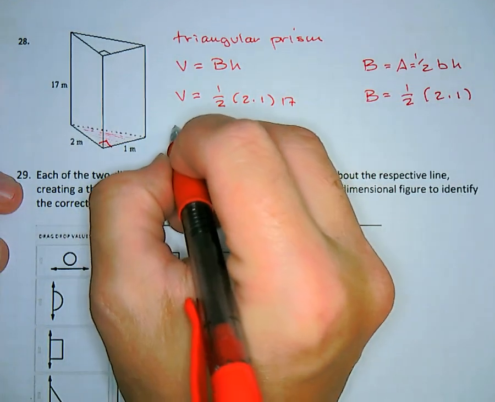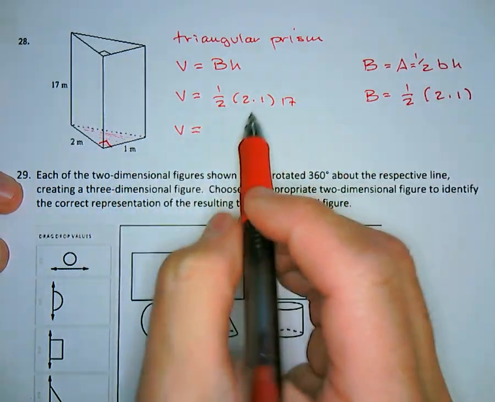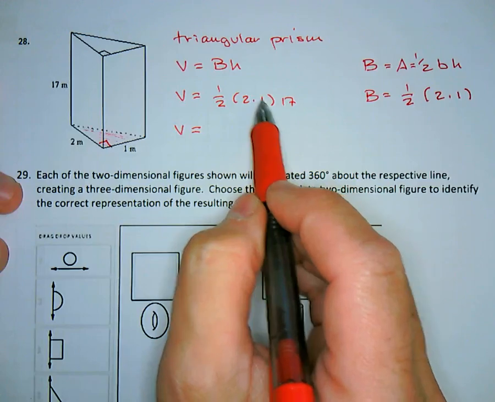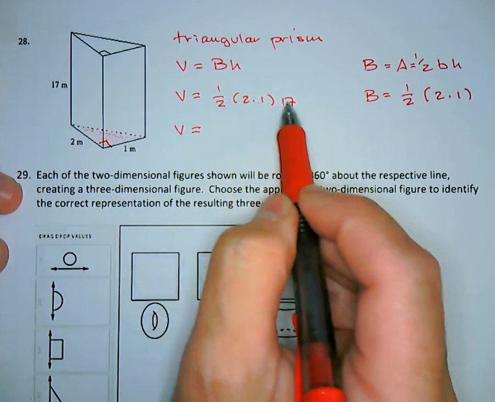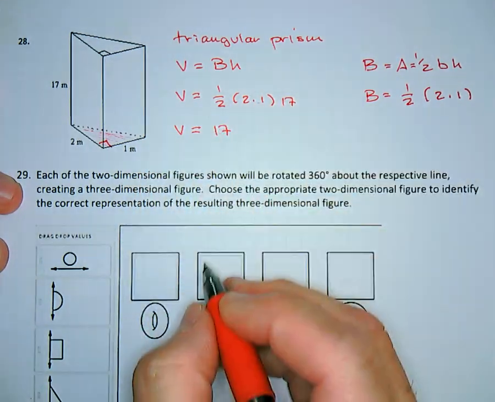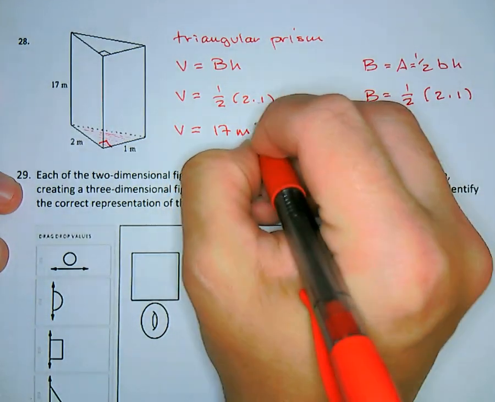Let's do a little bit of mental math here. Well, 2 times 1 is 2. Half of 2 is 1. 1 times 17 is just 17. In this case, we're talking about cubic meters.